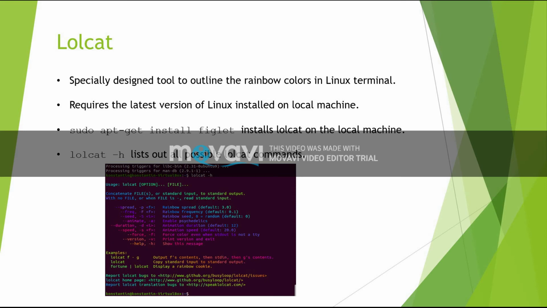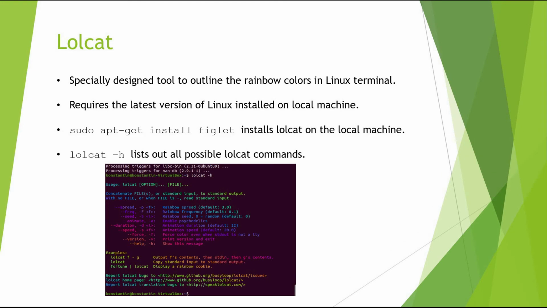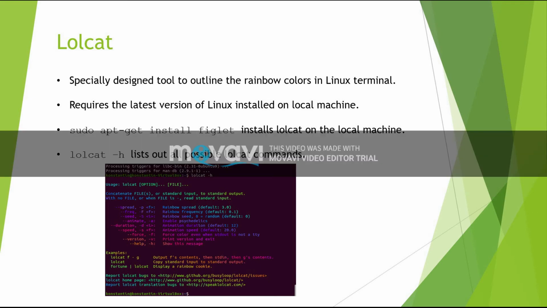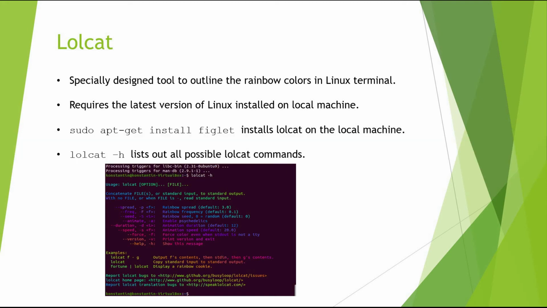Lolcat is a tool that is specially designed to output rainbow colors on the Linux terminal. It makes things very wonderful when you're working with the terminal and you want to see all the rainbow colors on the terminal. It's a very simple tool, but it requires the latest version of Linux installed on the local machine. To install lolcat, you have to run sudo apt-get install figlet and lolcat. -h lists out all possible lolcat commands.